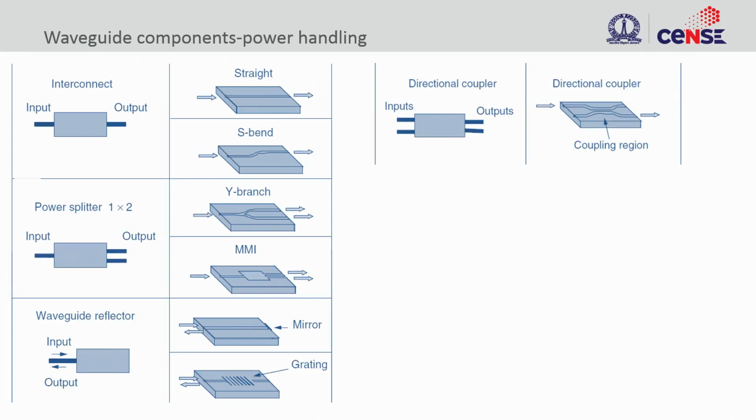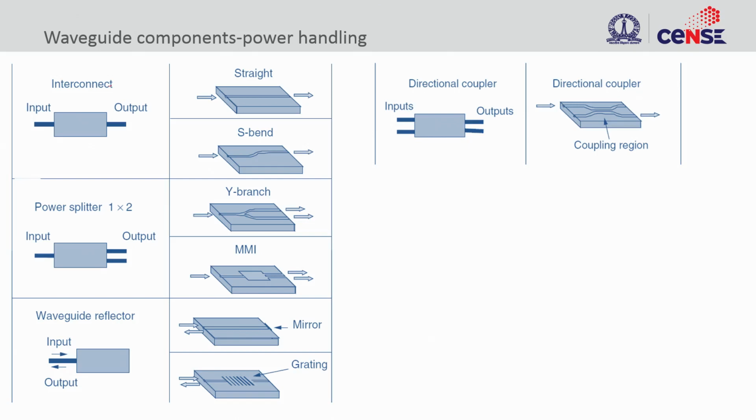So there are three types of functionalities that one can do in a circuit. One is power handling, which is again a passive operation. The other is polarization handling, and then finally active interaction between electric and magnetic fields and the optical field. So let us start with power handling. How do we handle light propagation inside a circuit? There are very simple operations we will start with.